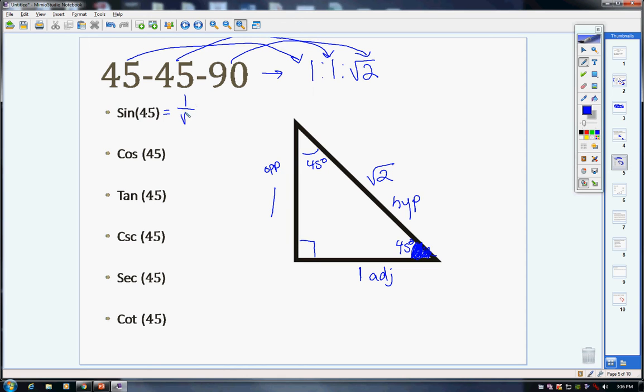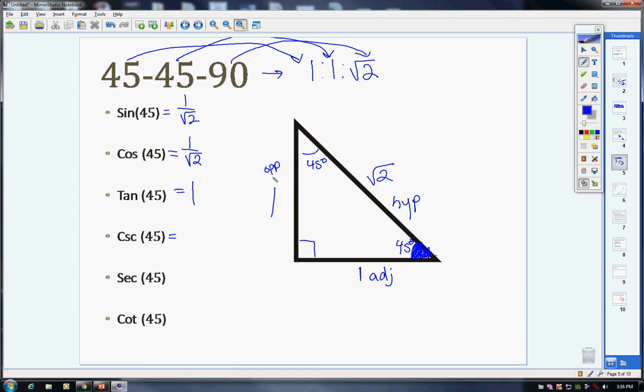I'm going to come back and adjust this in just a minute. Cosine is adjacent over hypotenuse, 1 over the square root of 2. Tangent is opposite over adjacent. This is 1. Oops, I forgot my square root of 2. 1 over 1 is 1. Now, cosecant. Instead of trying to think of it, sine is opposite over hypotenuse, so cosecant is hypotenuse over opposite.